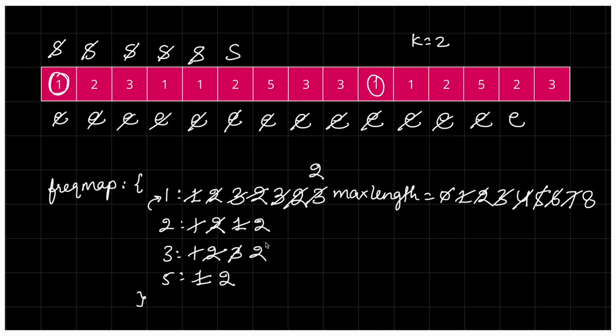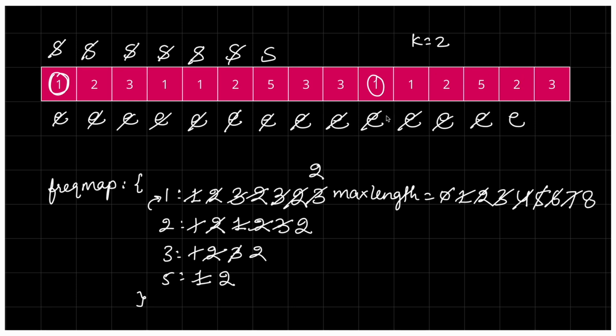And now this will become 3. Your current window's frequency is now invalid, so you will have to make it valid. You can make it valid by moving this 2 out of the window, right? So when this goes out of the window, your start will be incremented. And now your current window has become stabilized.